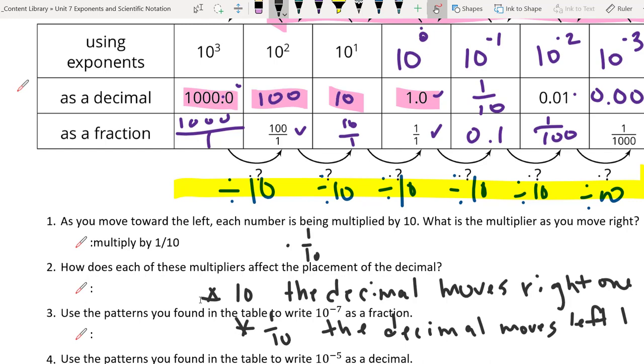Use the patterns you found in the table to write 10 to the negative 7th as a fraction. So I would write that as 1 over 10 to the 7th.